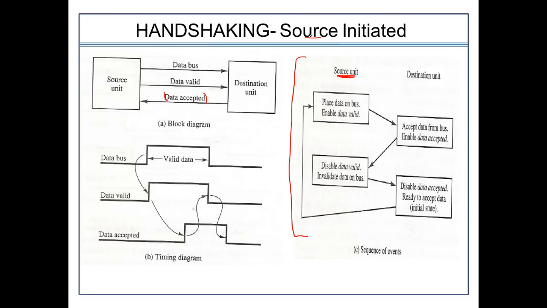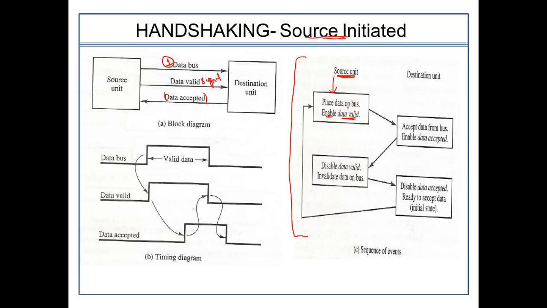First of all, as it is source initiated, the source will start the communication. It will place the data on the data bus, and as soon as it places the data on the data bus, it will enable the data valid signal. The data valid signal will only get generated once the data is placed on the data bus. So this is the first point done.